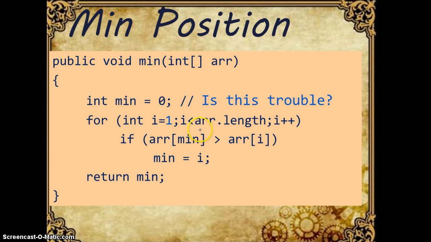If that's true, greater than the value at I. If that's true, then I should be the lowest number, because this value is lower than that number, so this should be where the lowest number is at. So now I'm going to set my minimum to I. Once all said and done, I'm going to return min. So notice that slight difference between the lowest value and the position of the lowest value.